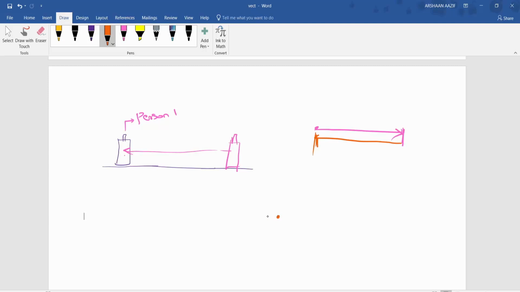So I have a body which is here. This is initially moved to a position here. So this is my vector 1.